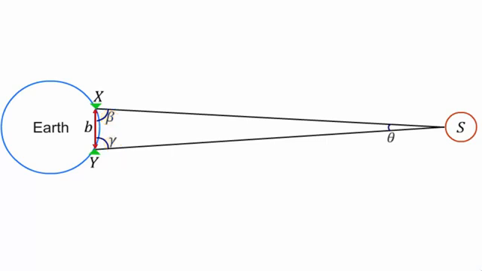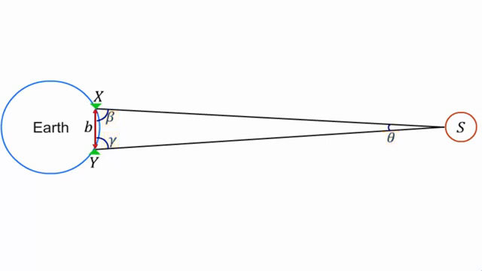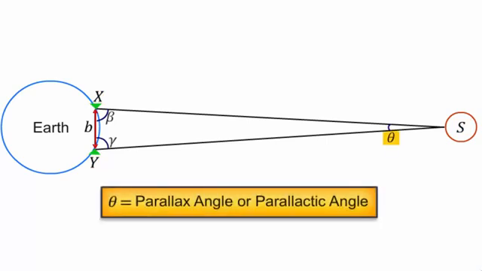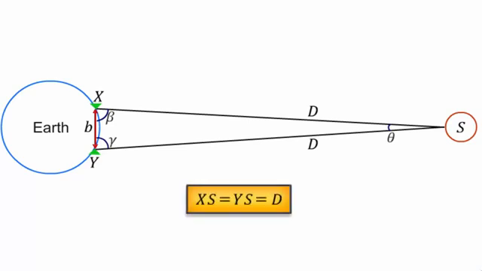As the sum of the angles in a triangle is equal to 180 degrees, and knowing the values of beta and gamma, we calculate the angle XSY between the two directions along which the planet is viewed from these two points. This angle, denoted by theta, is known as parallax angle or parallactic angle. As the planet is at very large distance from the Earth, say D, its distance from the two observation points on the Earth, namely XS and YS, can be approximated to be equal.